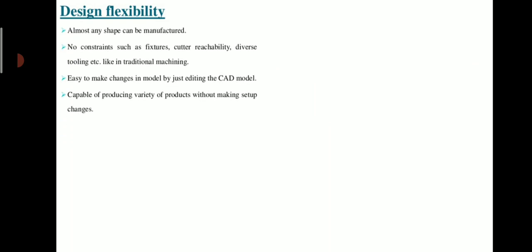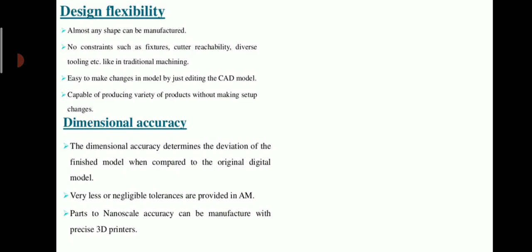What are the advantages? Number one is design flexibility. By using this process, almost any shape can be manufactured. No constraints such as fixtures, cutter reliability, or diverse tooling like traditional machining is required. It is easy to make changes in the model by just editing the CAD model, and it is capable of producing a variety of products without making setup changes. Next advantage is dimensional accuracy.